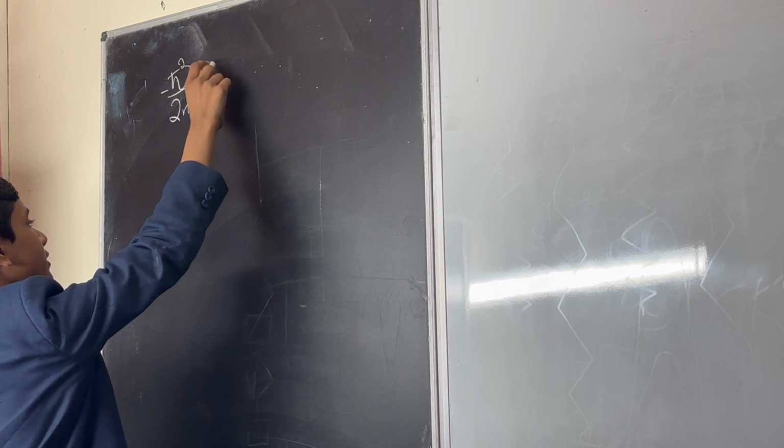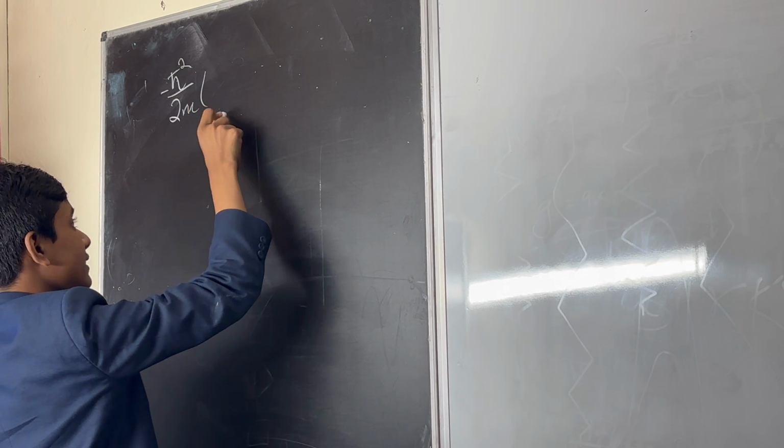So minus h bar squared over 2m multiplied by the spherical Laplacian.